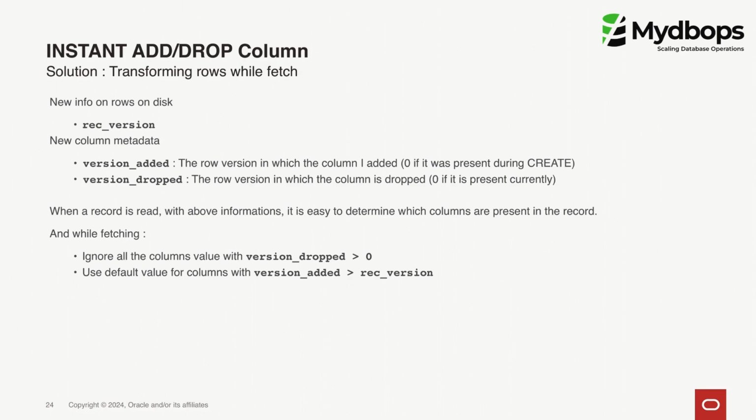And if any column has version added greater than the version of the record on the disk, that means this column data is not there on the disk. So we take the default value of that column, append it to the row which we are fetching, and then present it to the user. How? Let me give you an example.